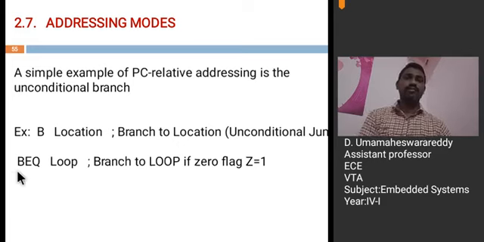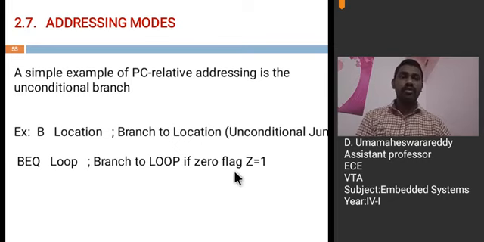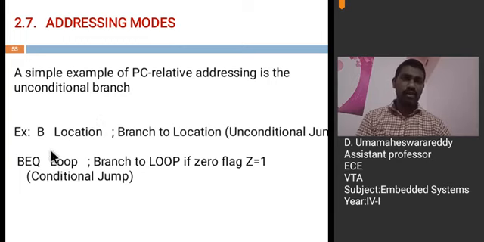Next, here, branch if equal to loop. Branch to loop if the zero flag is set, which happens if there are two equal operands. Now, this is a conditional jump, and here also PC relative addressing mode is used because you are jumping to some other location by adding the location address to the current address. This type of addressing is called PC relative addressing.